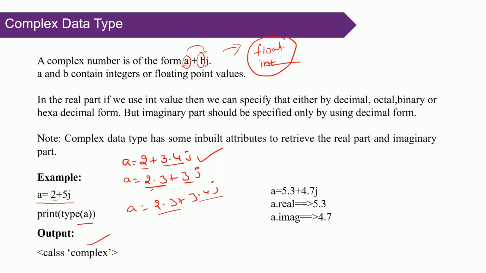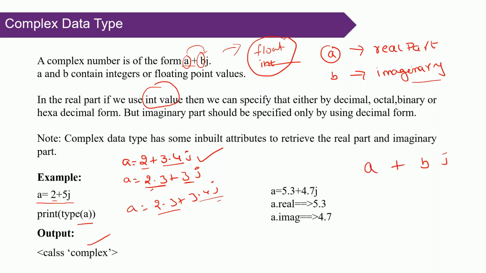Remember, in this, A is called the real part and B is called the imaginary part. Suppose you are using floating point numbers, there is no problem. But the problem occurs if you use an integer variable. If you are using an integer variable, what is the problem?